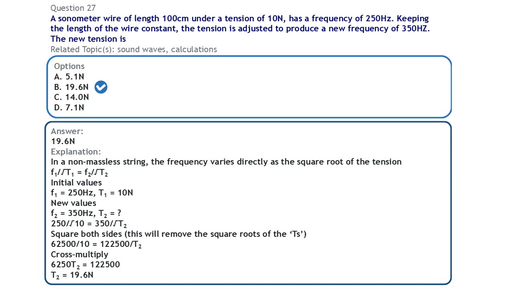The next thing I'm going to do is to cross multiply: the denominator here with the numerator here, and the denominator here with the numerator here. So I'm going to have 62,500 times T2, and 122,500 times 10, so you have 1,225,000. Then we divide both sides by 62,500, and I'm getting 19.6.